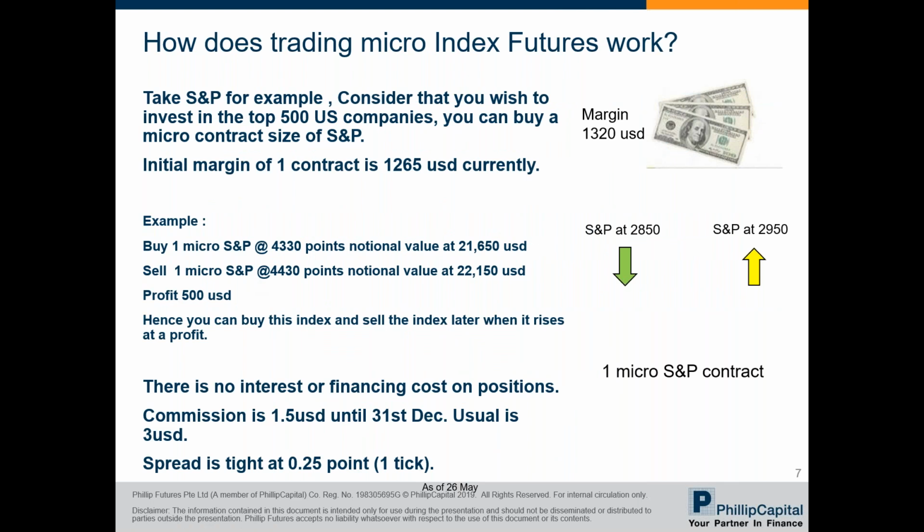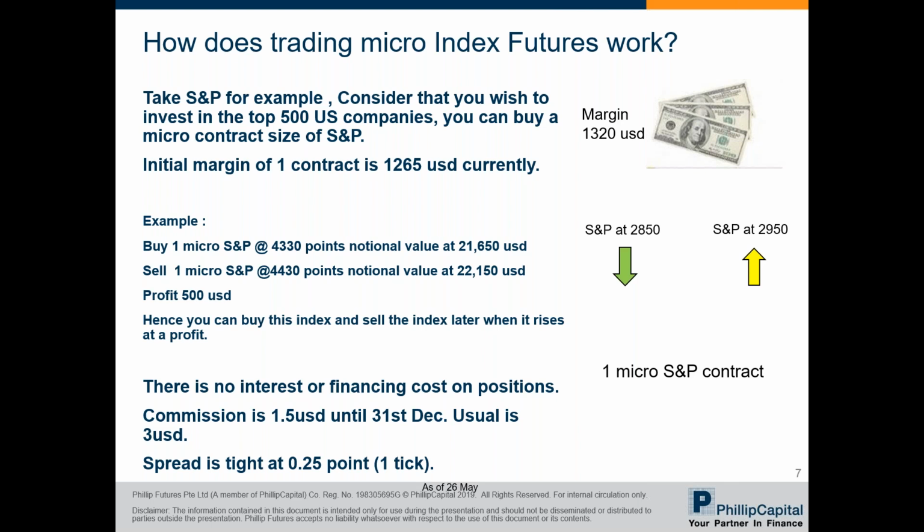How does trading micro index futures work? Take S&P for example. Let's say we want to trade and invest in the stock market. You can actually use this index futures to enter the market. Consider this as investing in the top 500 US companies, but you just need to buy one contract of the micro E-mini S&P. Currently, the initial margin for one micro contract of the E-mini S&P is $1,265 US.